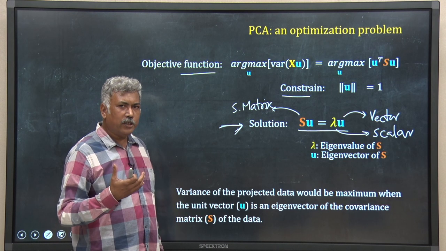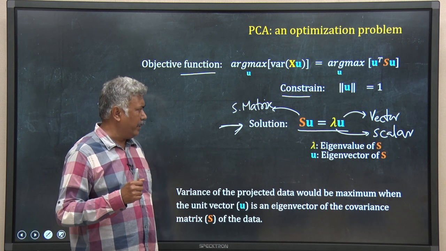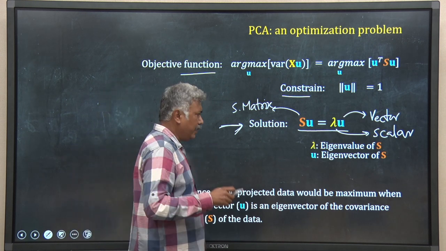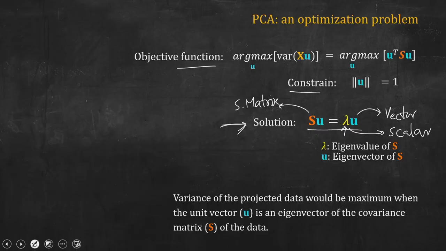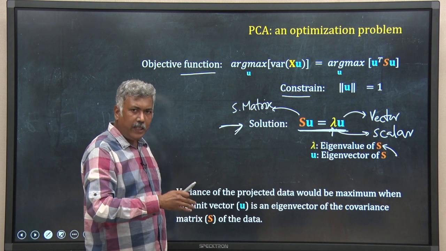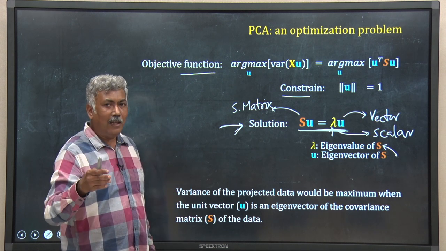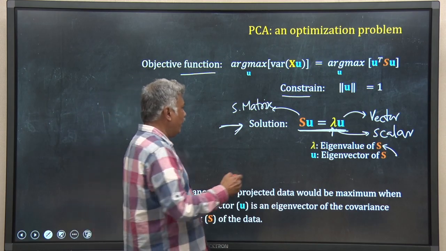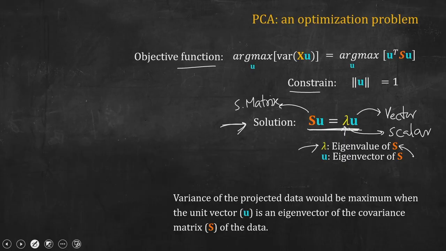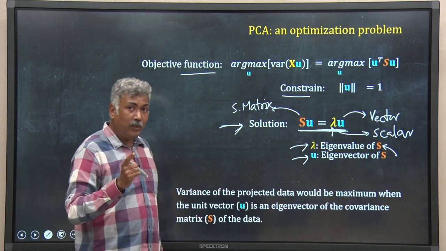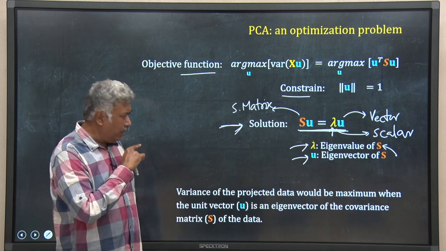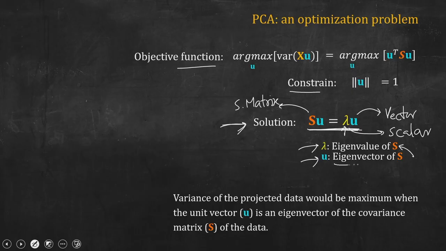Can you recognize this relationship? You must have already done that, right? You must have recognized it. Yes, this scalar quantity lambda is actually the eigenvalue of S. This is the eigenvalue-eigenvector definition: the square matrix into its eigenvector is equal to the eigenvalue into the corresponding eigenvector. So, lambda is the eigenvalue of S, the covariance matrix of X, and u is the eigenvector. Remember, we are searching for u. So, I have got the u. u is the eigenvector of the covariance matrix of the data, that is S.